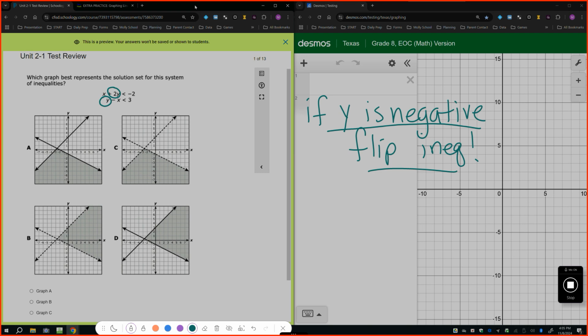The other thing we need to remember is, if it's less than or equal to, or greater than or equal to, we're going to have a solid line. If it's less than or greater than, we're going to have a dashed line. Okay? If it's less than, we shade below. If it's greater than, we shade above. Likewise, less than is below, greater than is above.